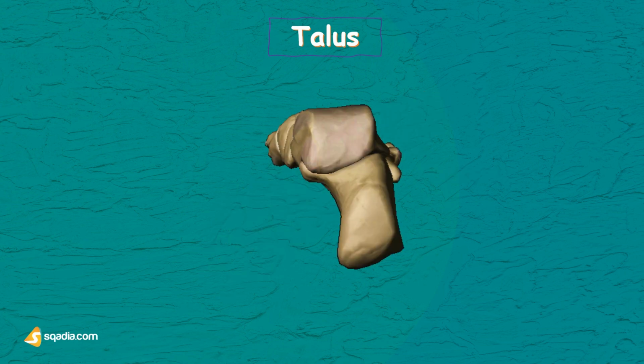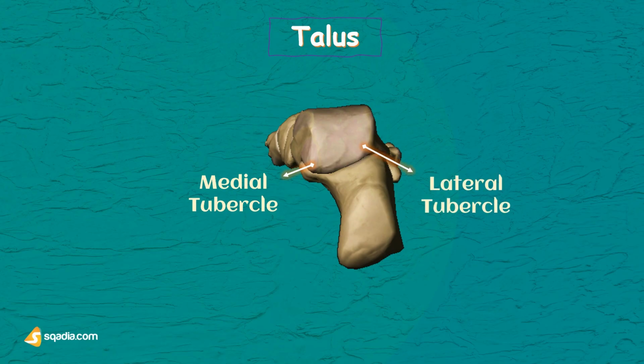2 tubercles can be seen in the body area of the talus. This one is the medial tubercle of the talus, while this one is the lateral tubercle of the talus. The talus bone also transmits the weight of the entire body from the legs to the foot, and has the highest proportion of its surface area covered by articular cartilage of any bone in the human body.